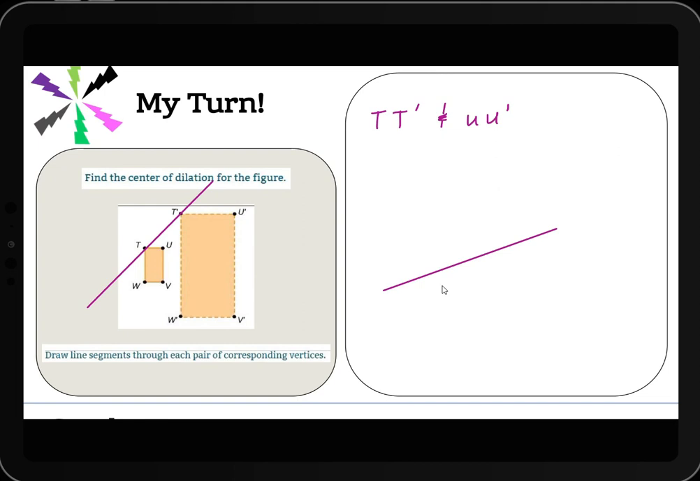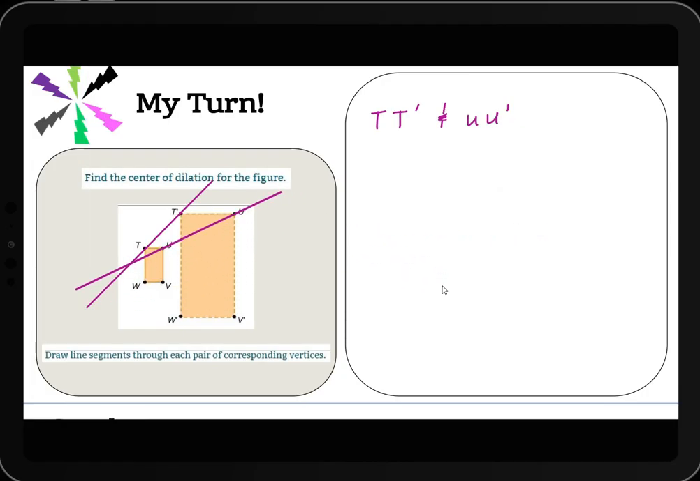Again, it could be a line also. If the segment's long enough, of course, that's fine too. As long as you have a straight edge connecting T prime and T like I have here, that's acceptable. Maybe adjust that a little bit. And there we go. Then the other one is going to be our segment or line that connects U and U prime.